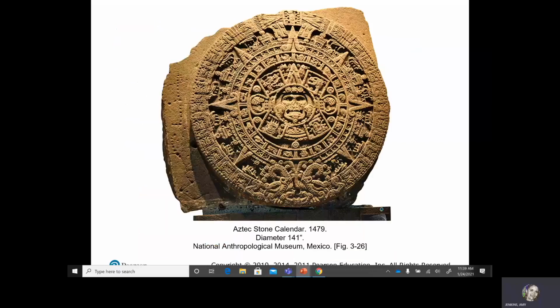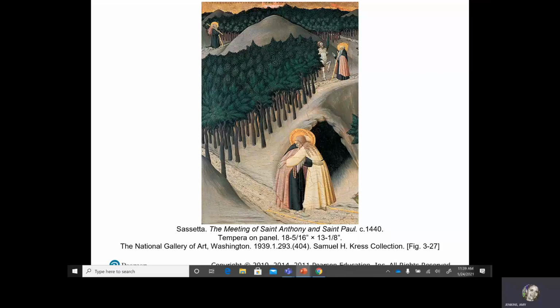So cyclic time versus linear, the meeting of St. Anthony and St. Paul.